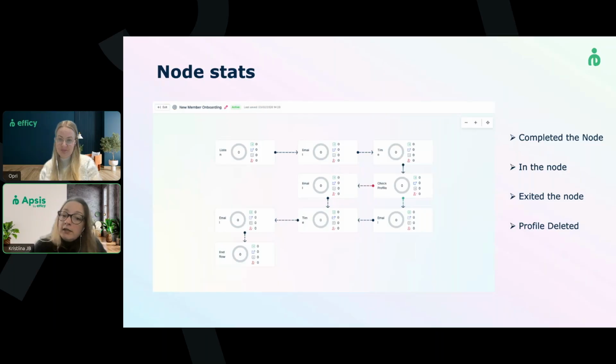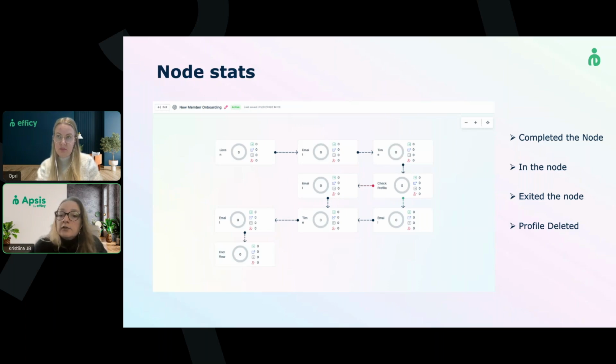So again, going back to the flow that we created, we don't have that much activity going on here yet. But we can see for each step that we have, how many people kind of entered the node, how many completed the node, how many are still in the node. For the time node, for instance, if we say that there's a waiting time for 1 week, you would stay in that node for 1 week.